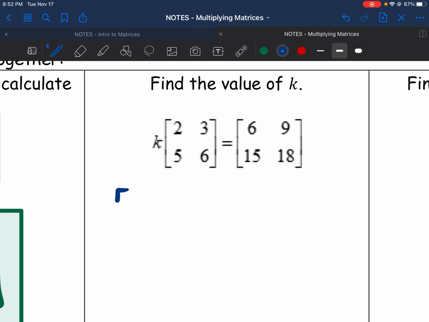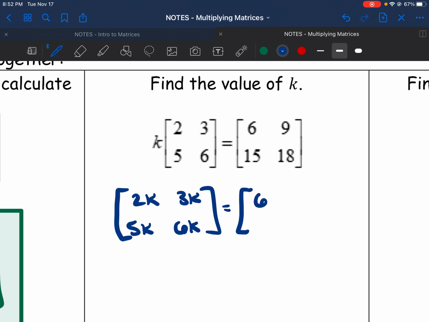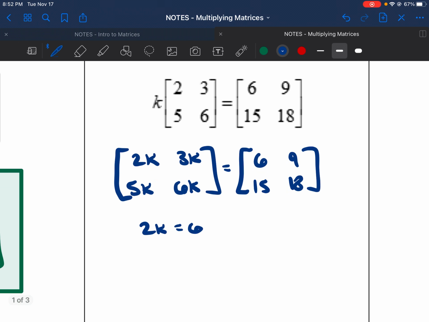This would give us the matrix 2k, 3k, 5k, 6k, still equal to 6, 9, 15, and 18. Now, since the matrix on the left is equal to the matrix on the right, that means the first row, first column element on the left is going to have to be equal to the element in the first row, first column of the right matrix. So, setting up an equation, 2k equals 6, and dividing both sides by 2, this will lead to k equals 3.